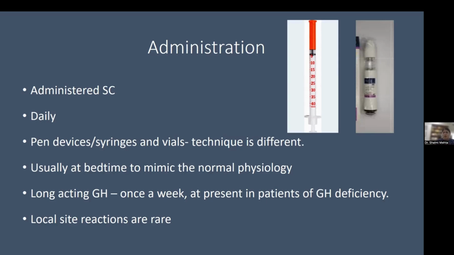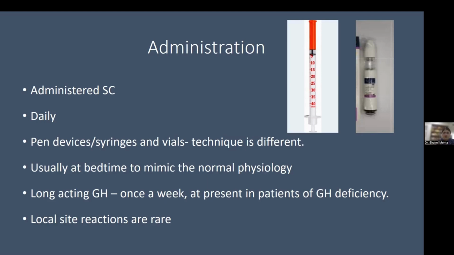You have growth hormone which can be given daily. You have growth hormone now which can be given once in a week also. Once-a-week growth hormone right now is approved for growth hormone deficiency. So for the other reasons, we still prefer to give daily injections. Pen devices, syringe devices, remember the medicine is the same. It is just the technique which is different, right?